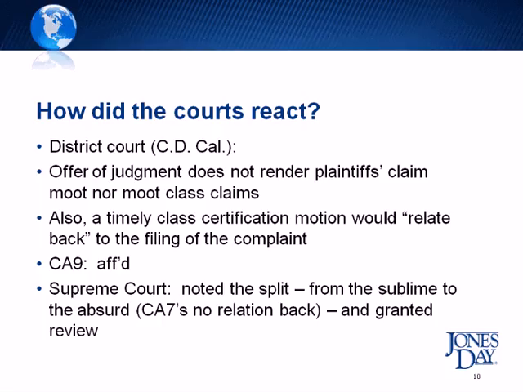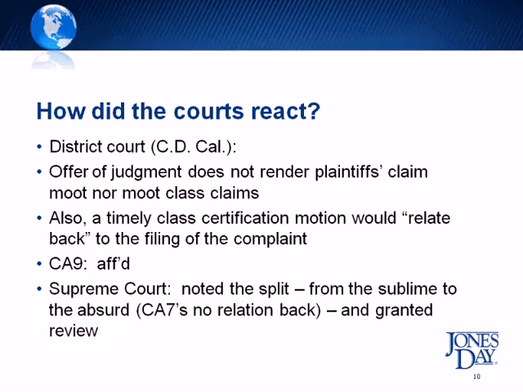How did the courts react? Well, the district court in the Central District of California said, you know, an offer of judgment does not render a plaintiff's claim moot, nor does it moot class claims. Why is that? Well, the individual plaintiff hasn't gotten anything, it's just an offer of judgment. And as to class certification, even if you were to take out the individual plaintiff, a timely class certification motion would relate back to the filing of the complaint. So the class still could move forward. The Ninth Circuit, of course, affirmed, which brought the split to the Supreme Court.